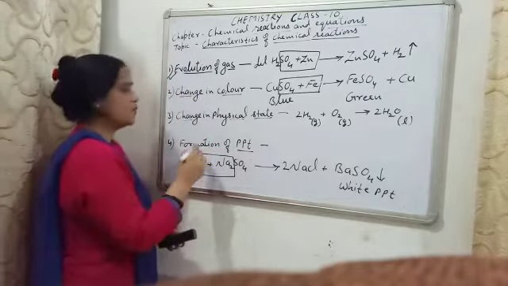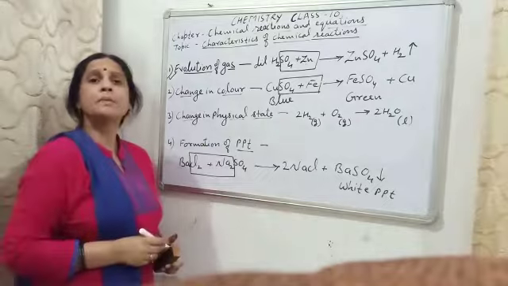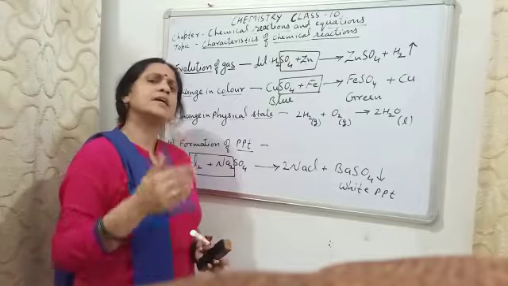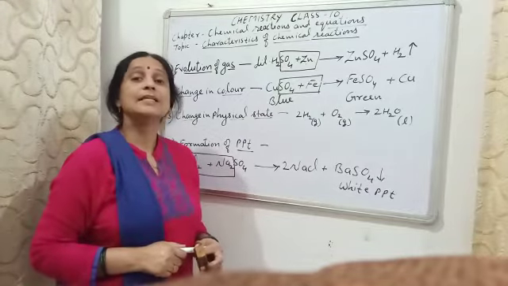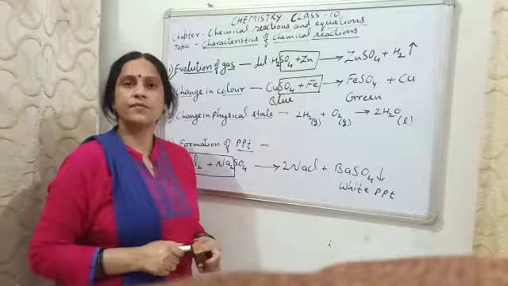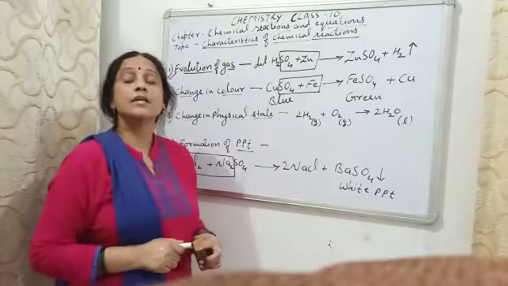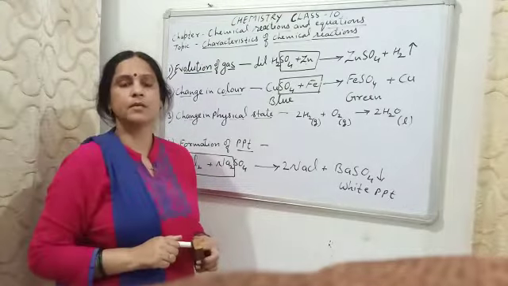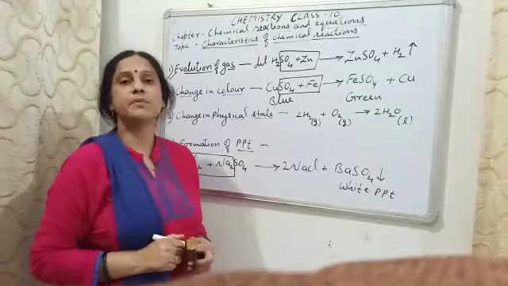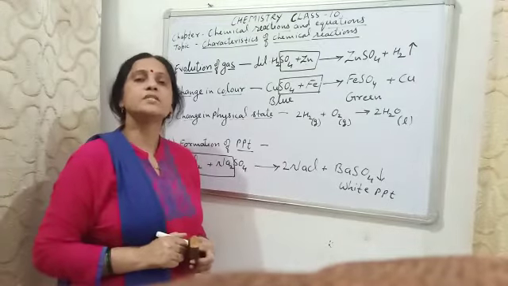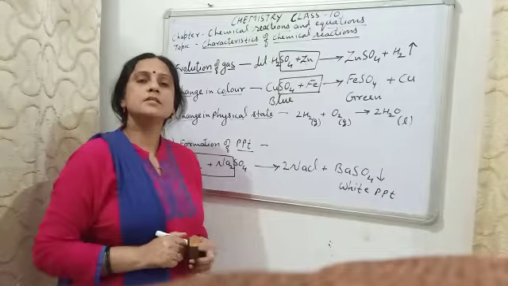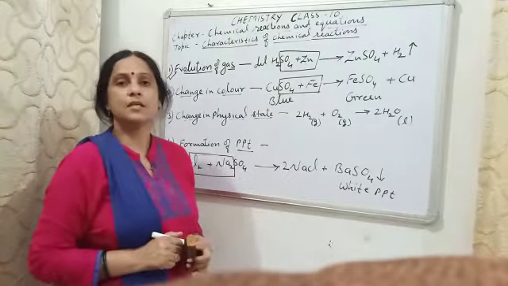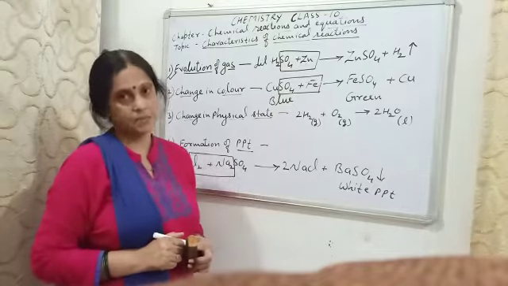The next one is formation of PPT. PPT means precipitate. Precipitate means whenever a reaction takes place, if any product in the products is solid in state and insoluble, it automatically settles down at the bottom. That is known as PPT, precipitate. In simple words, precipitate means the solid insoluble substance produced in a process which settles down at the bottom.